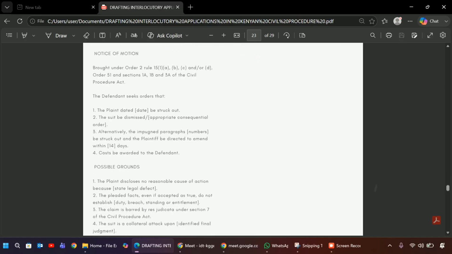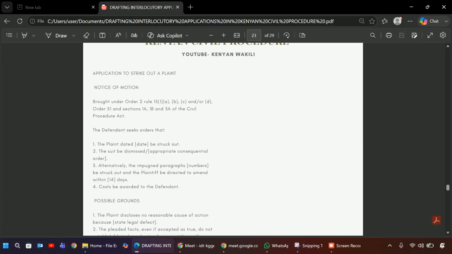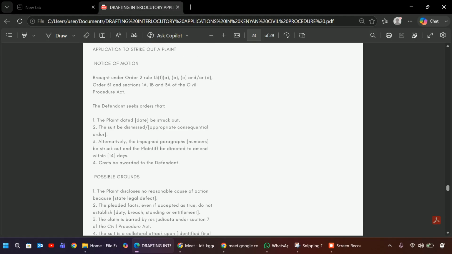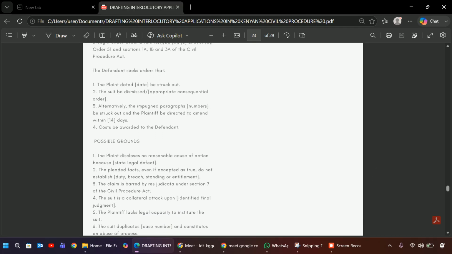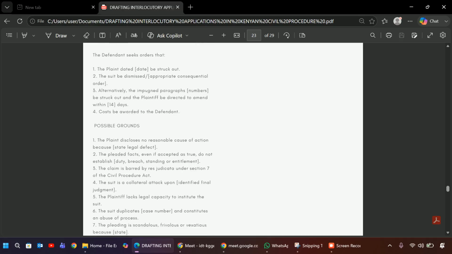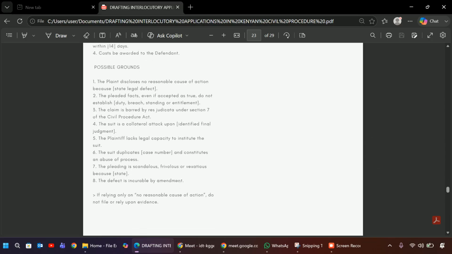So we see the application for striking out a plaint is being brought under notice of motion under order 2 rule 15(1)(a), (b), (c) and (d), and order 51 and sections 1A, 1B, 3A of the Civil Procedure Act, where the defendant seeks orders that the plaint dated this day be struck out, the suit be dismissed, or appropriate consequential order that you want the court to issue you, and alternatively the impugned paragraphs be struck out and the plaintiff be directed to amend within 14 days because you are even trying to save time.